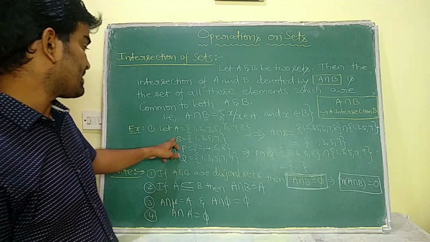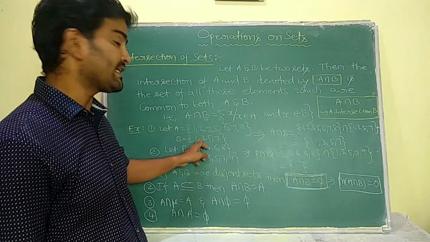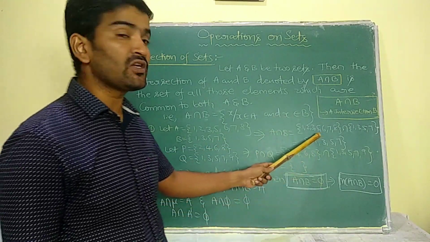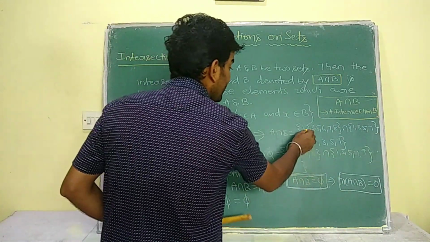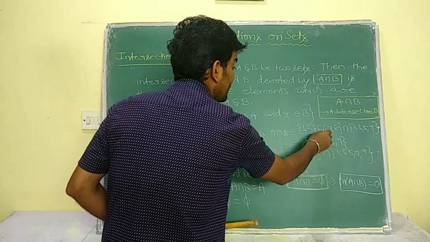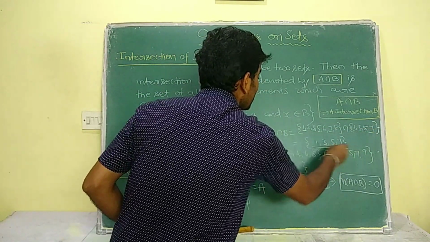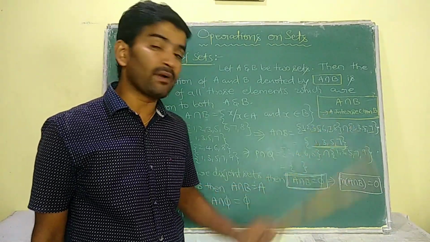Now coming to an example, see, my A is the set of 1, 2, 3, 5, 6, 7, 8. B is the set of 1, 3, 5, 7. Then A intersection B means I have to list out the common elements of both A and B. Here, for A and B the common elements are 1, 3, 5, 7. So those are placed in a set. That obtained set is known as A intersection B.